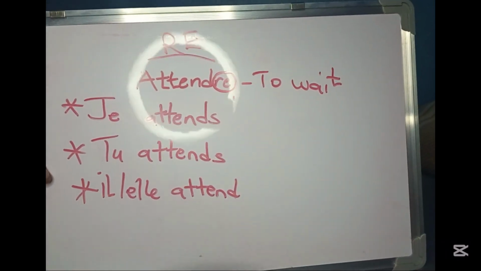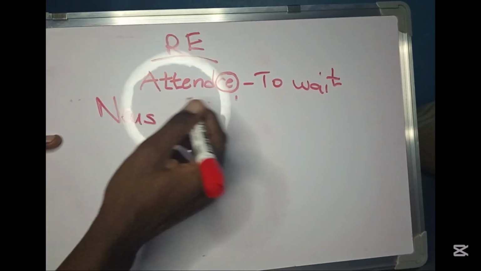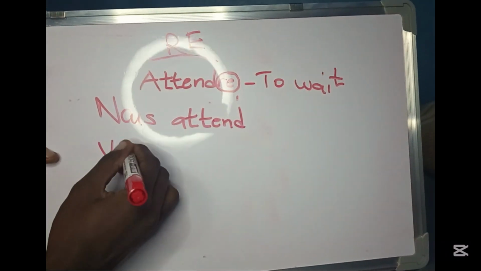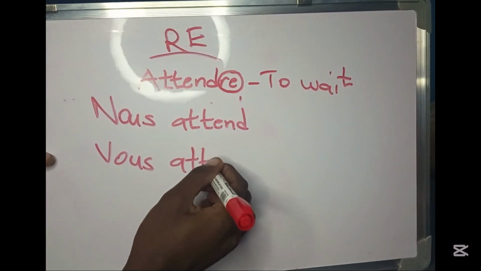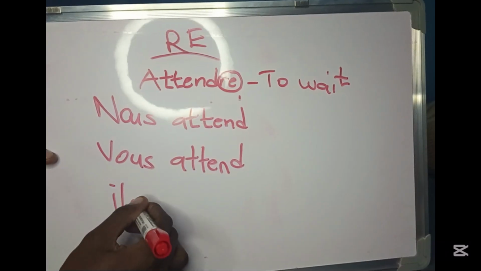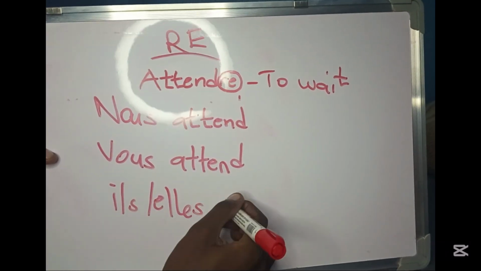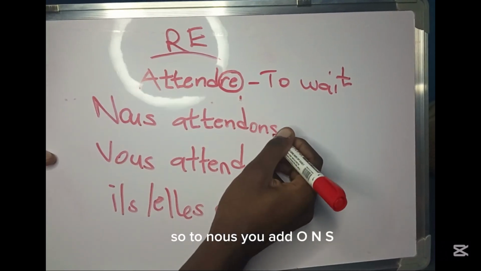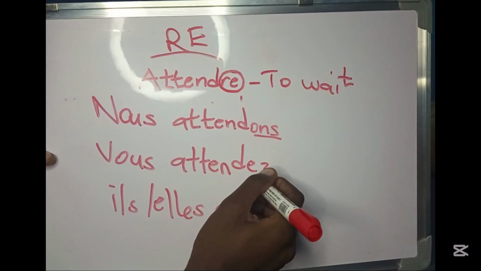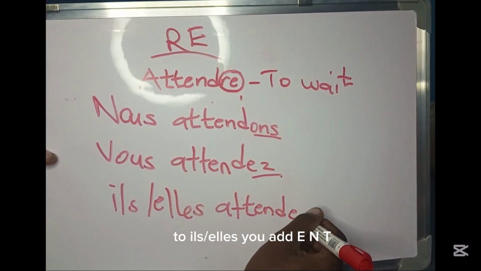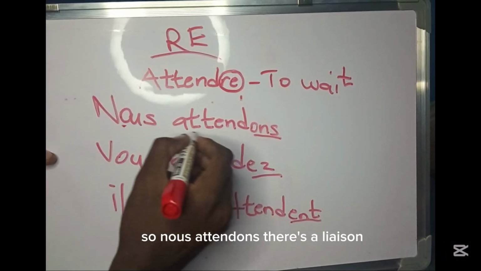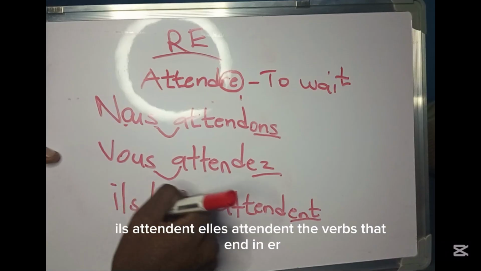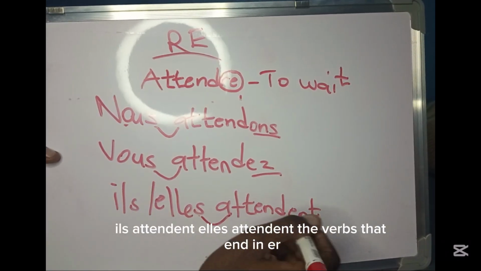And then to nous, which is we, you're still using the stem. Nous, vous, ils, elles, and the stem. So to nous, you add ONS. To vous, you add EZ. To ils, elles, you add ENT. So nous attendons, vous attendez, ils attendent, elles attendent. Note the liaisons.